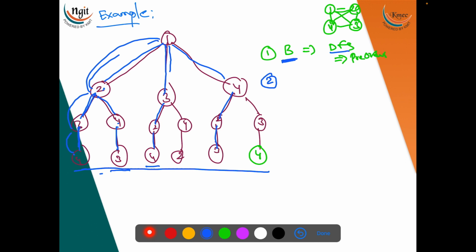And let's see about branch and bound. What is branch and bound? Branch and bound is a technique. It is also for optimization problems, but the optimization here is minimization. It uses BFS, that is level order. So what is level order?